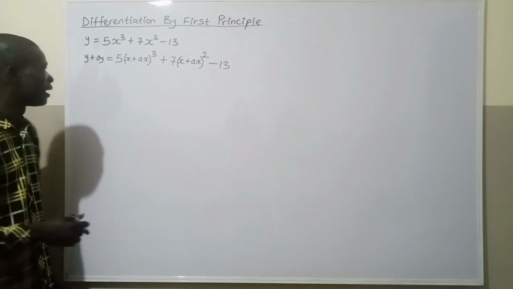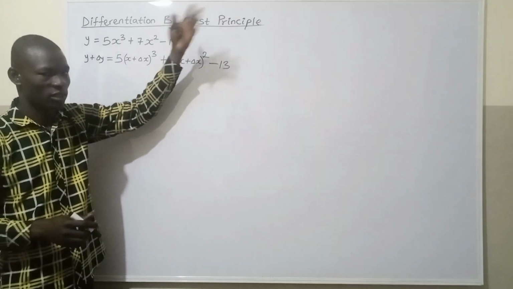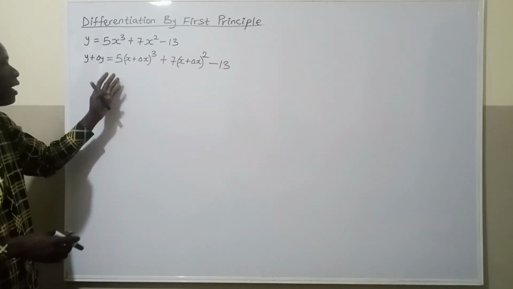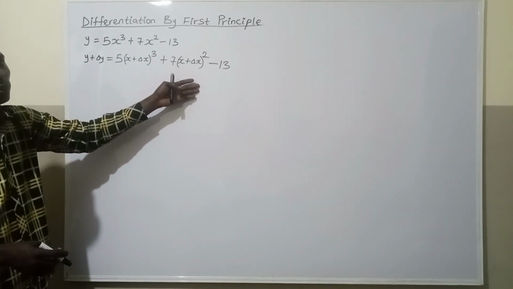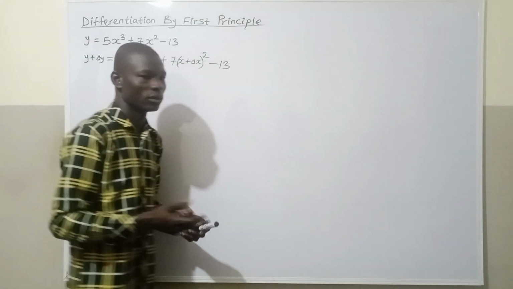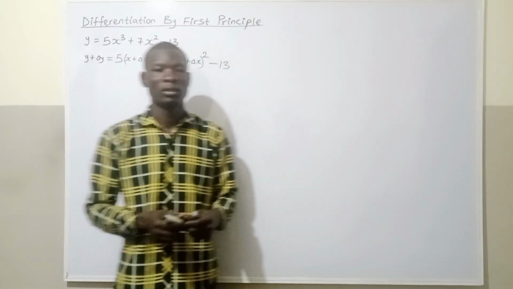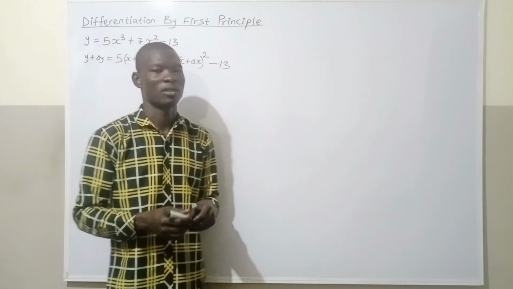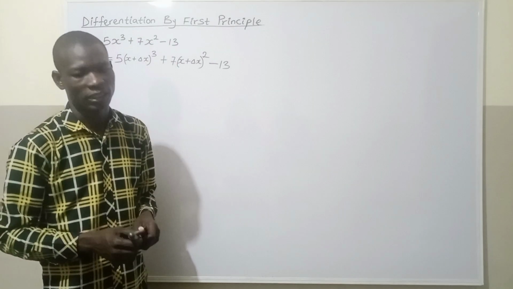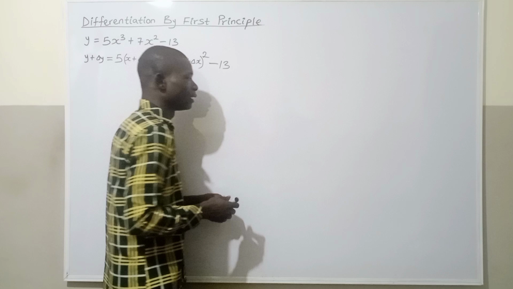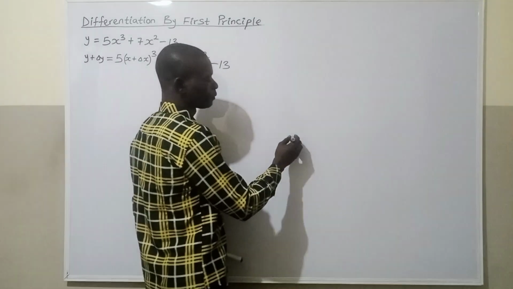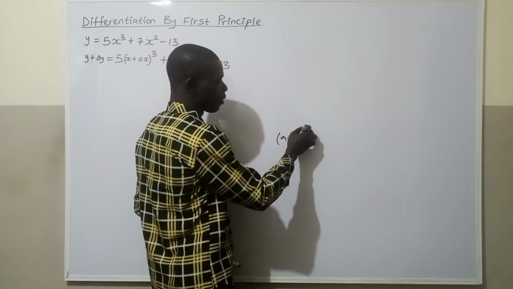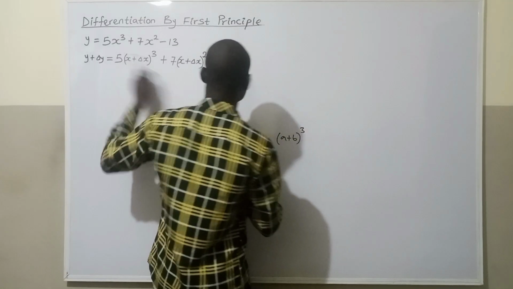So the next thing to do now is to simplify this right hand side, like we did when we were finding the derivative of y equals x squared. So how do we simplify this one? We expand the bracket. Also, in my video on binomial expansion of brackets, if you have not watched that video, I advise that you go and watch it so that you'll be familiar with expansion of brackets. In that video, I have a plus b raised to power 3, as we have it here.